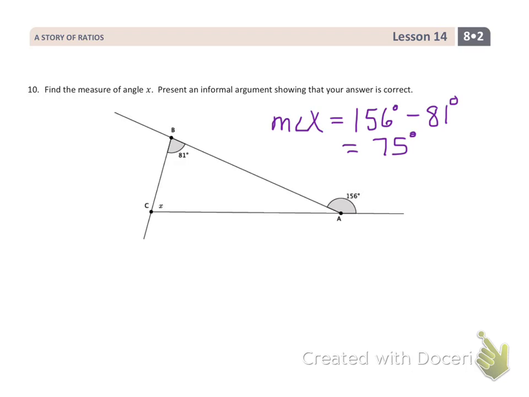Okay, so here it is, the last exercise in our classroom portion, exercise 10. The measure of angle X in this diagram right here would be this exterior angle minus angle ABC, which is 81 degrees. So this would be 75 degrees. So let's look at the argument for that. If you haven't done it yet, you should pause and I will write it out here.